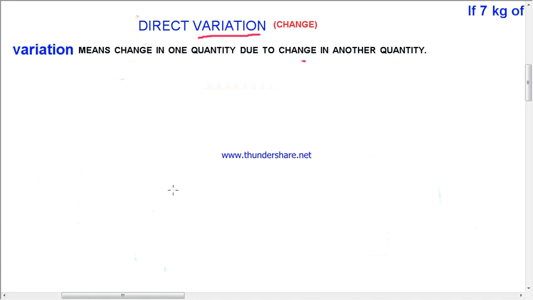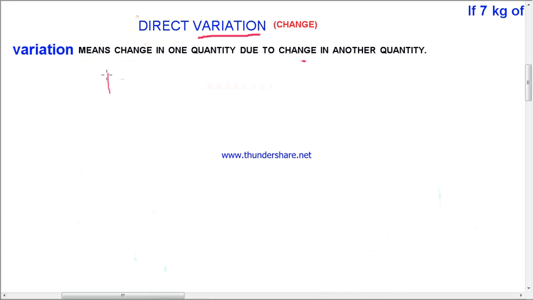Direct variation. Before we move on to the whole definition, let's break the words into two parts and understand the meaning of variation. Variation means, in simple terms, change. By the definition given in the book, variation means change in one quantity due to change in another quantity. Now let's understand this definition with the help of a simple example.